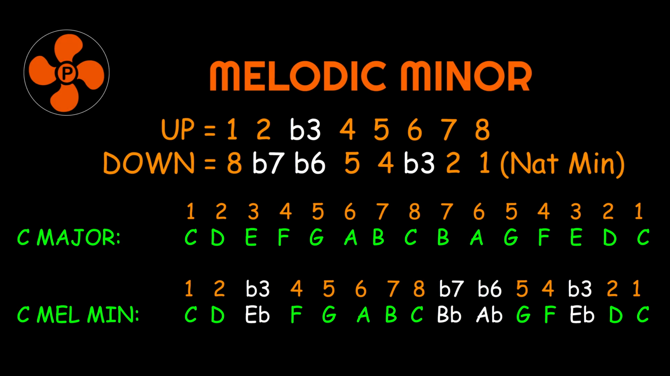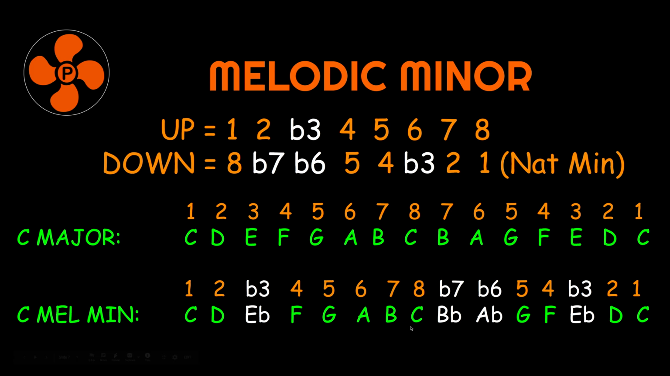The third type of minor is called melodic minor. The melodic minor scale is a tricky one because it's played differently when you go up the scale versus when you go down the scale. So ascending, the melodic minor scale sounds like this. It is literally a major scale with a flatted third on the way up, right? So every note is the same as the major scale going up except for the third, which is still flatted or lowered. So we have C, D, E flat, F, G, A, B, C.